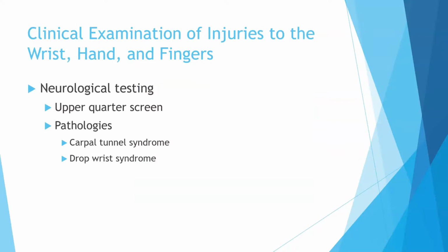Okay. So when I talked about the knee and the lower quarter screen, same thing with the shoulder, elbow, wrist, hand, fingers, there's an upper quarter screen. And the next time we meet, we will go over that. Remember I talked about myotomes, dermatomes, and reflexes, and then carpal tunnel syndrome and drop wrist syndrome. So that's something that we can do next time when we actually get to meet face to face, is the quarter screens.